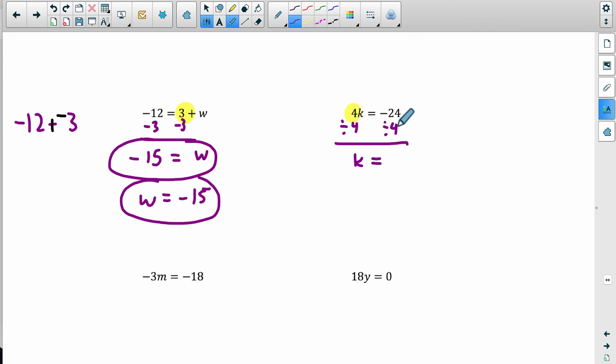On the other side, negative 24 divided by 4. Well, this is a negative divided by a positive, which makes a negative. And 24 divided by 4 is 6. So there's our answer. Not sure if you got it right? You can always plug in 4 times k, and k is negative 6. What's 4 times negative 6? Negative 24. We got it.